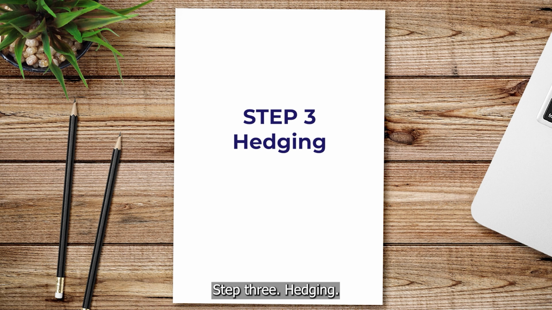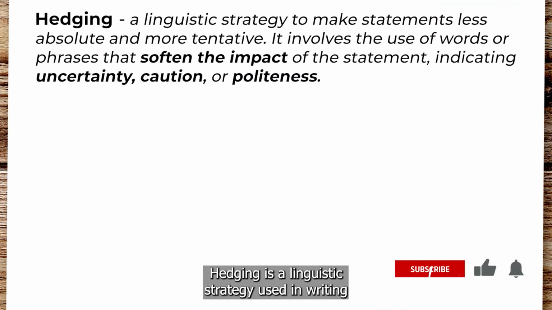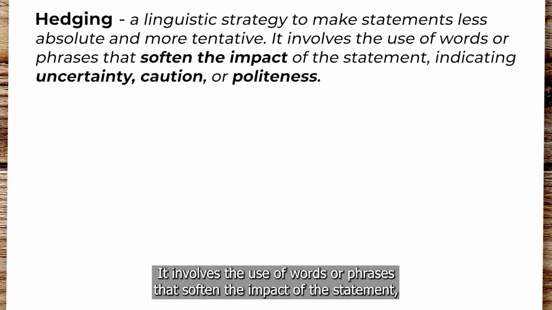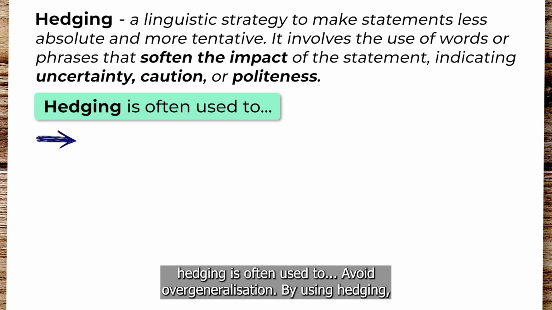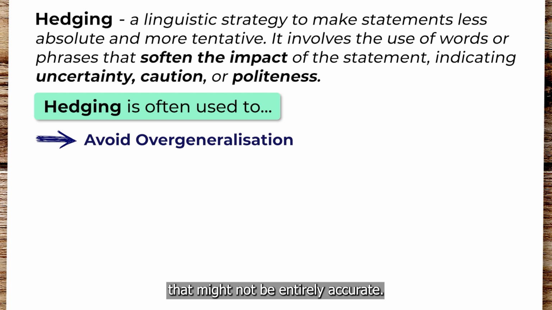Step 3. Hedging. Hedging is a linguistic strategy used in writing and speaking to make statements less absolute and more tentative. It involves the use of words or phrases that soften the impact of the statement, indicating uncertainty, caution, or politeness. In academic writing, hedging is often used to avoid overgeneralization. By using hedging, you can avoid making broad or sweeping statements that might not be entirely accurate.